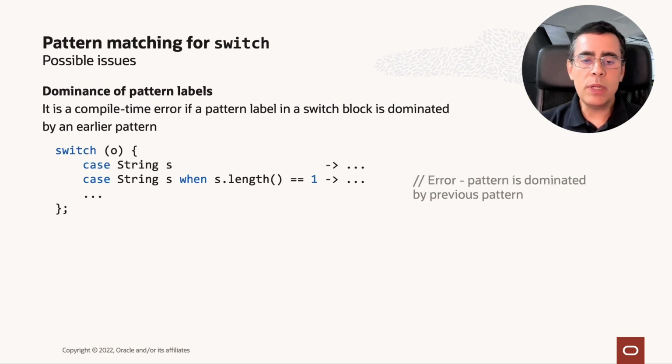Here, we have code very similar to what I just showed you, but with the order of the case statements reversed. Since the first label will catch all strings, including strings of length 1, the second label is never reached. It is dominated by an earlier case. This will result in a compile time error. This is one area that has received some improvements from the first preview in JDK 17. Constant labels now have to appear before a guarded pattern of the same type.